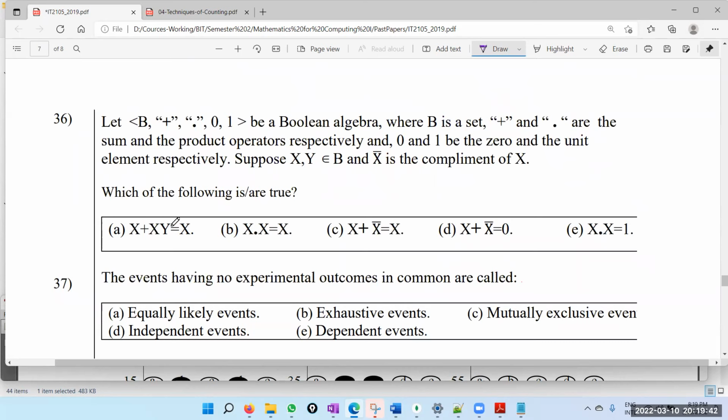Let B plus. So this is the very standard question. They almost every year ask this question, right? If not every year, almost every other year, right?